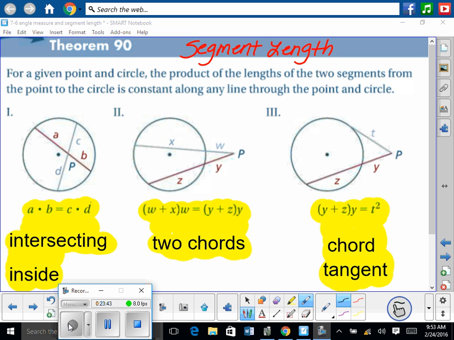Okay. Now, here's the catch, though. If you have a chord, so this was a chord and a chord. Now, if you have a chord and a tangent line, does everybody see how this is a tangent line? It's only touching the circle in one spot. Then the formula is a little different. You'll do this: the outside plus the inside times the outside will equal the outside squared. So that's why it's y plus z times y will equal t squared. I'll give you a second to get those down.